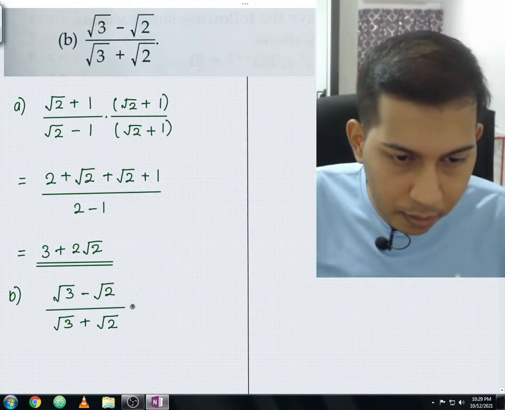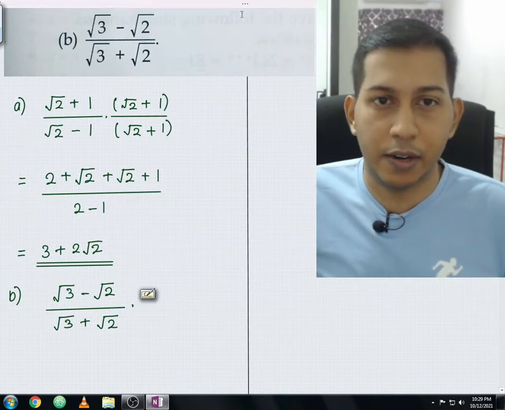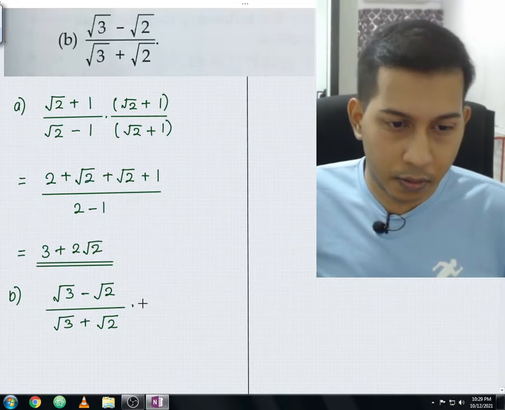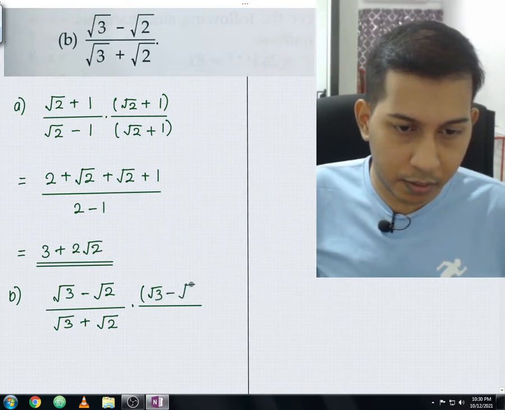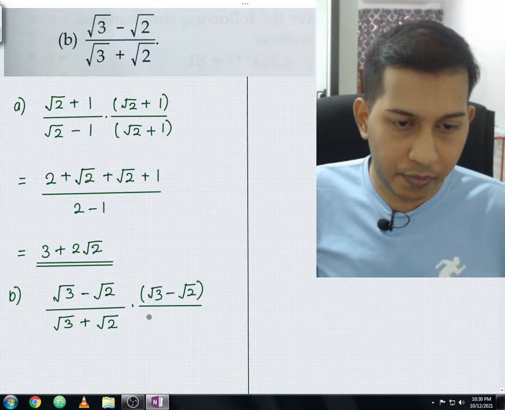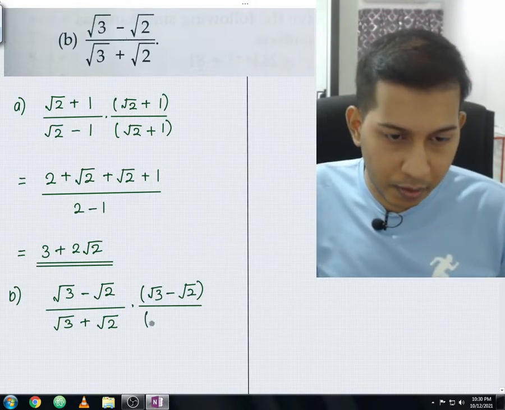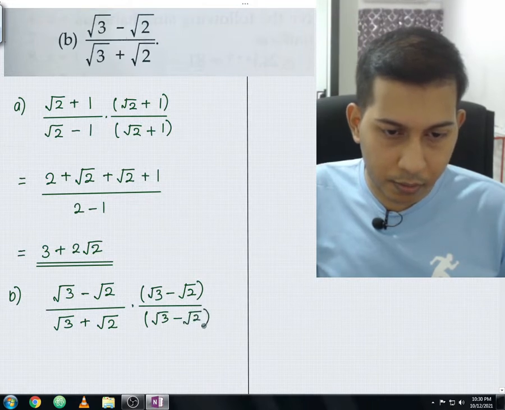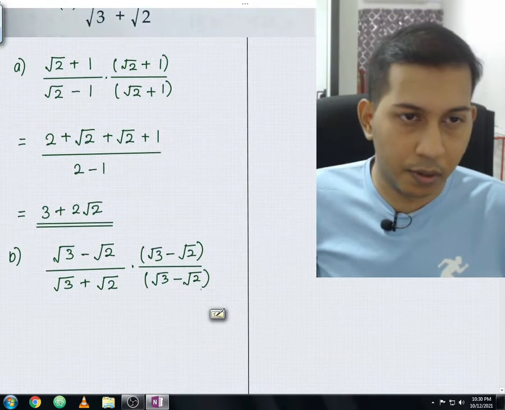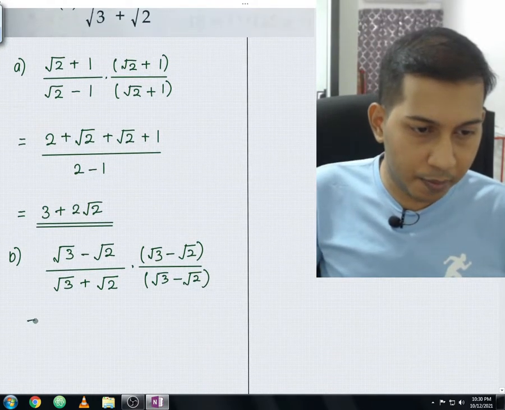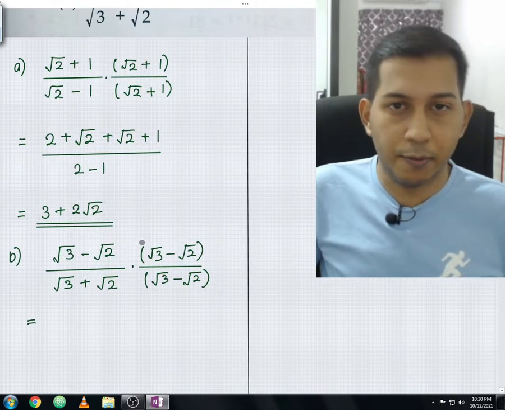Let me draw a fraction line over here. So from here, √3 minus √2, and similarly for the denominator, you multiply with √3 minus √2. Let me scroll this down. Now we can perform the multiplication, and we begin with the numerator first.